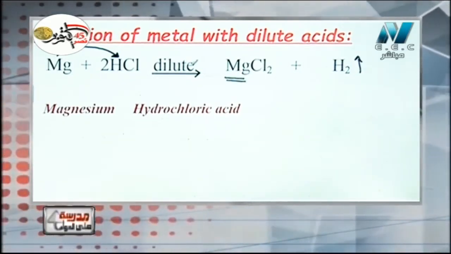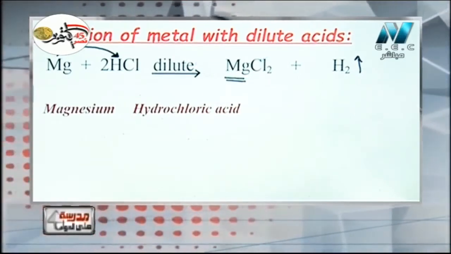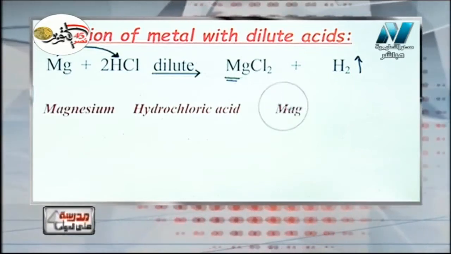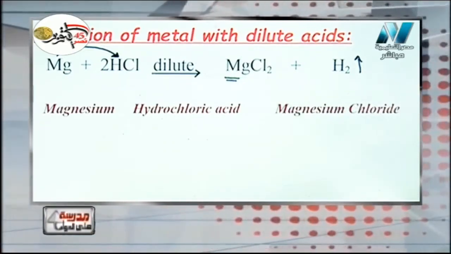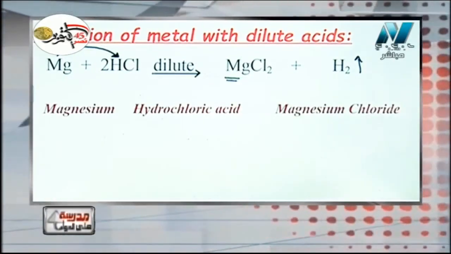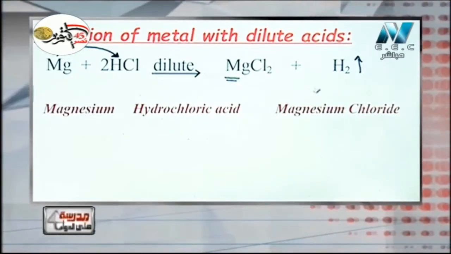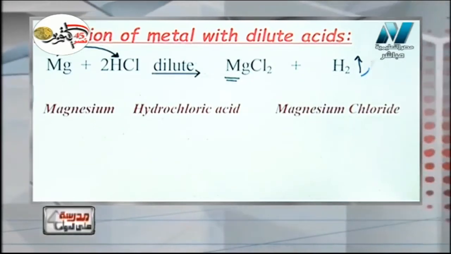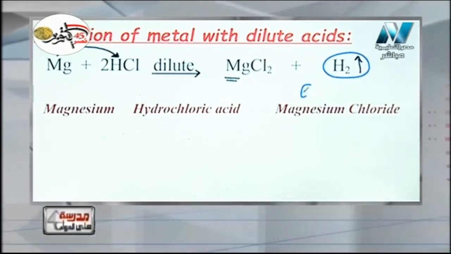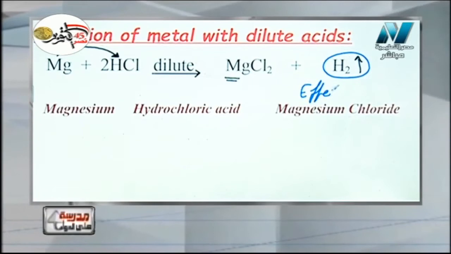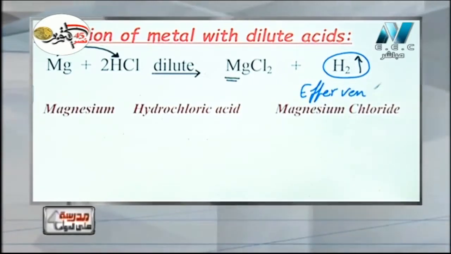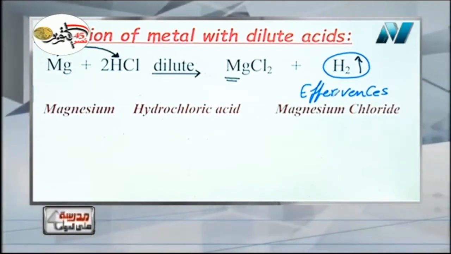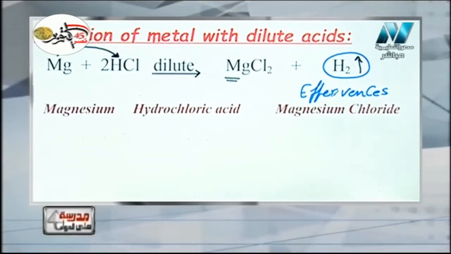So we have magnesium chloride from the products of this reaction, and what else here? We have hydrogen gas evolving, as effervescence. Effervescence here means فوران.